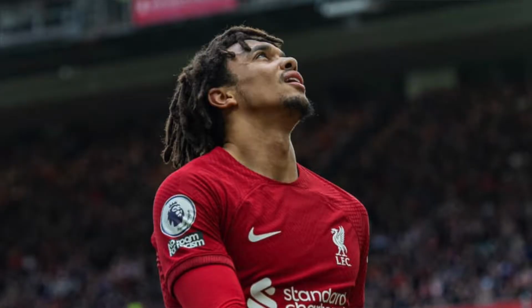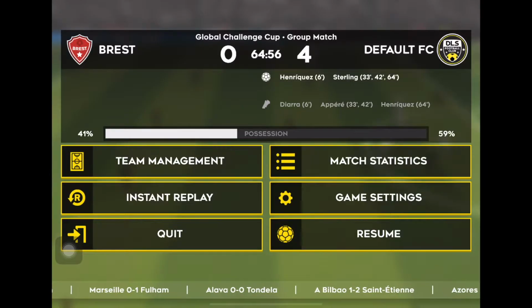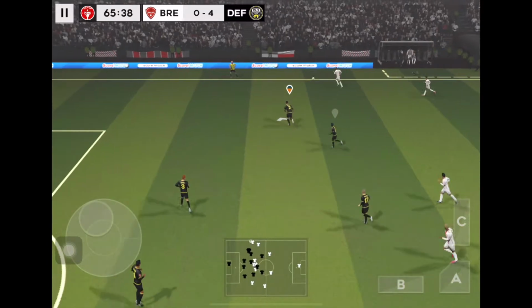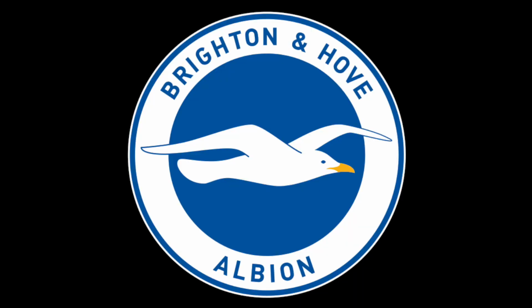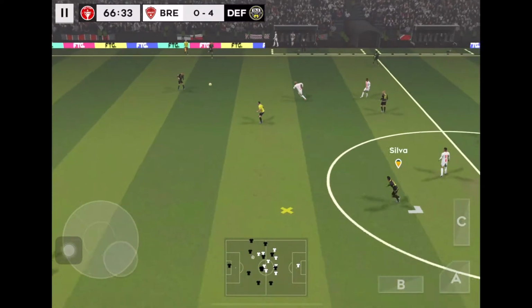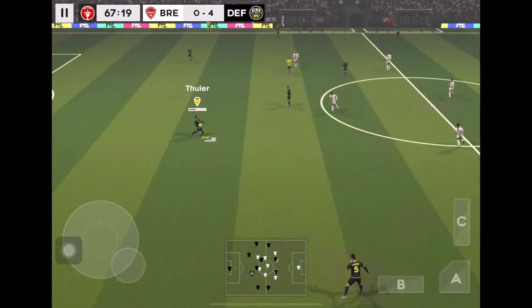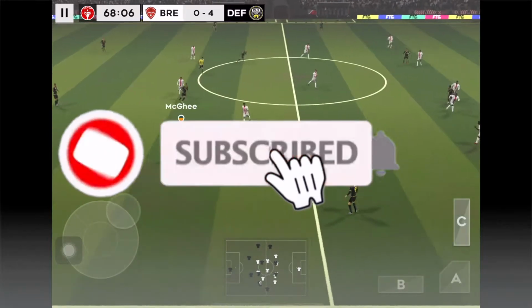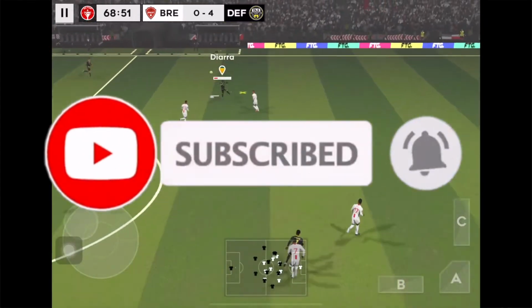Trent Alexander-Arnold, the Scouse right back at Liverpool Football Club, has once again, this time against Brighton, proved that he is the liability in Liverpool's defense. Why? Let us analyze.